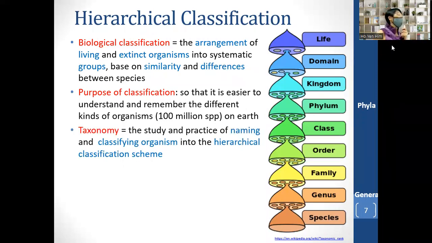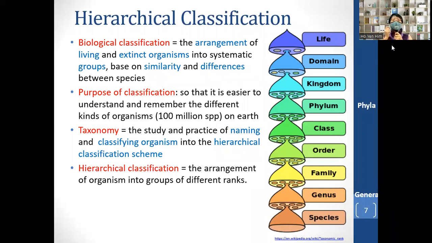So taxonomy. What is the meaning of the word taxonomy? Every time we say classifying of organisms, we have to refer to taxonomy. Taxonomy is a study of, like biology is the study of life. Taxonomy is the study and practice of the naming and classifying of organisms into the hierarchical classification scheme, which is the one on the right side. This is called a hierarchical classification scheme. It means you put everyone into different ranks, from the highest to the lowest rank.